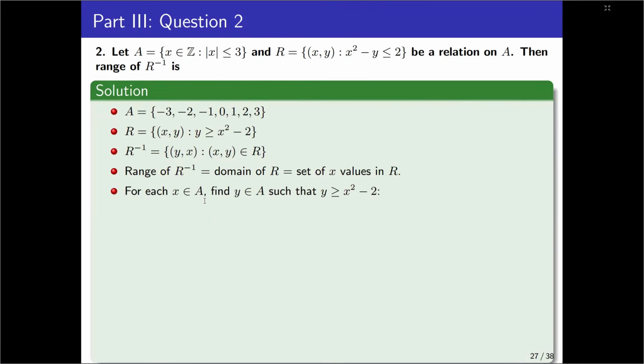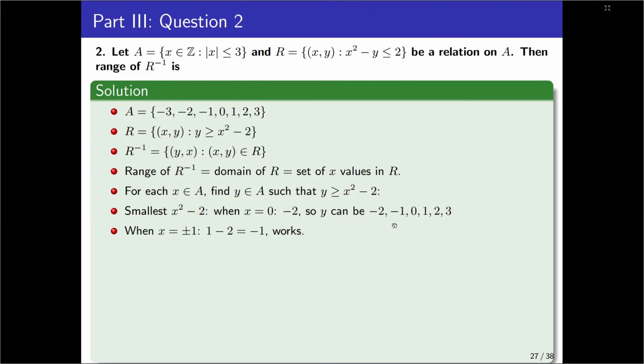That means for each x an element of A, find y an element of A such that y is greater than or equal to x squared minus 2. The smallest x squared minus 2 occurs when x is equal to 0, giving -2, so y can be -2, -1, or any of these. Whenever x is equal to plus or minus 1, 1 minus 2 is -1. It works, because it is within A.